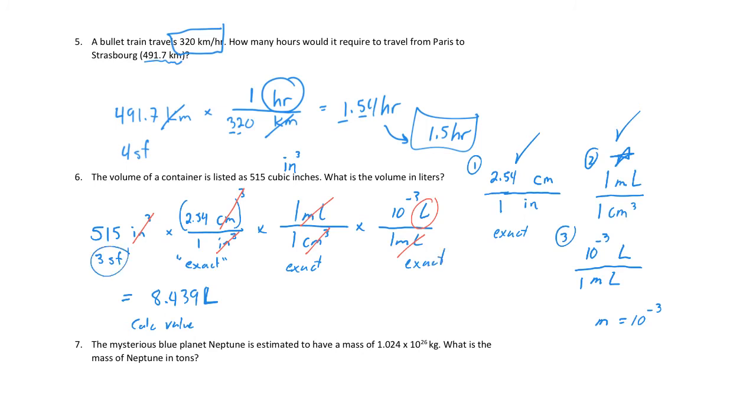So our answer should be limited to 3 significant figures because that's the measurement. That's the only estimated value in here. Everything else is exact. So we will have these 3 as significant figures. So we would round this to 8.44.